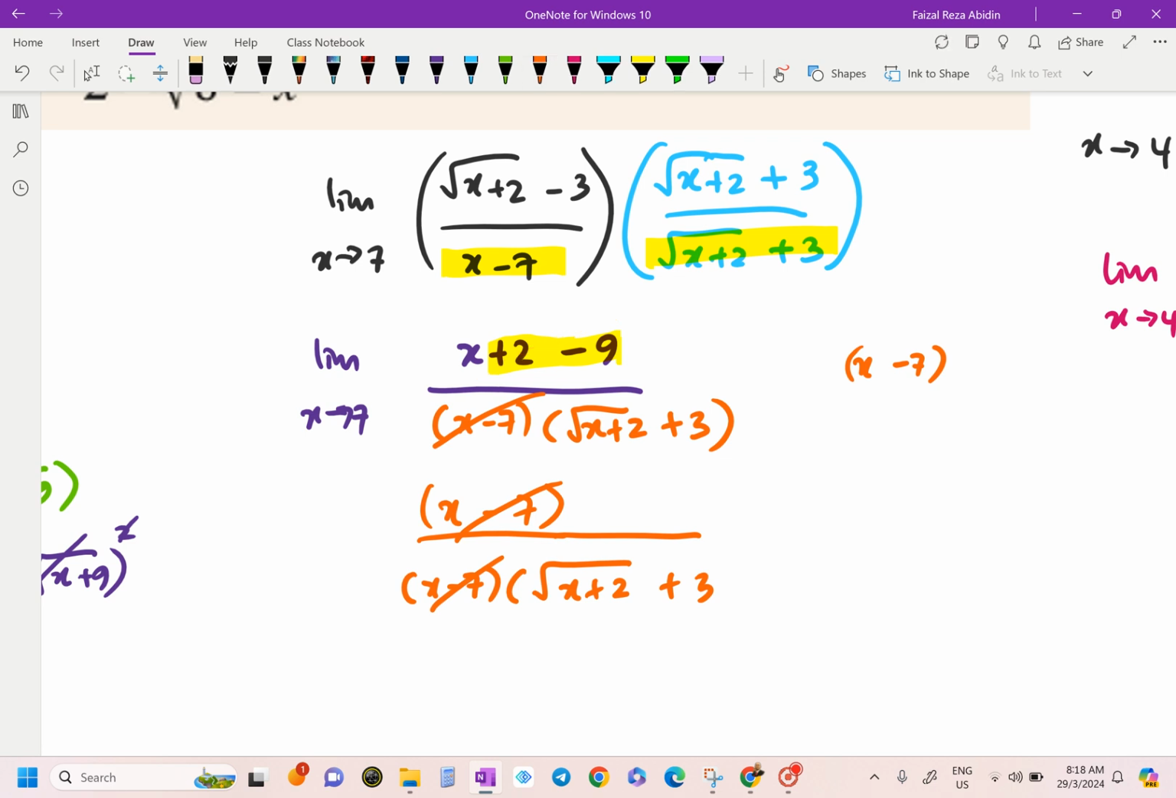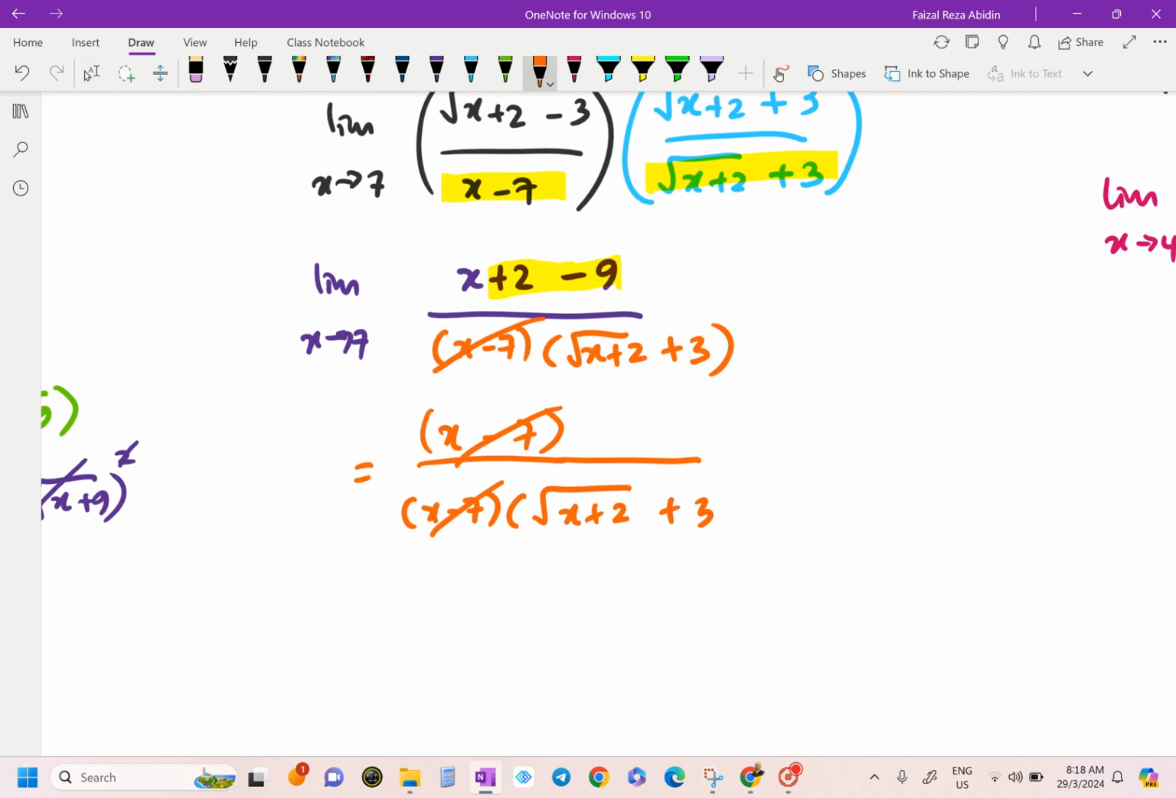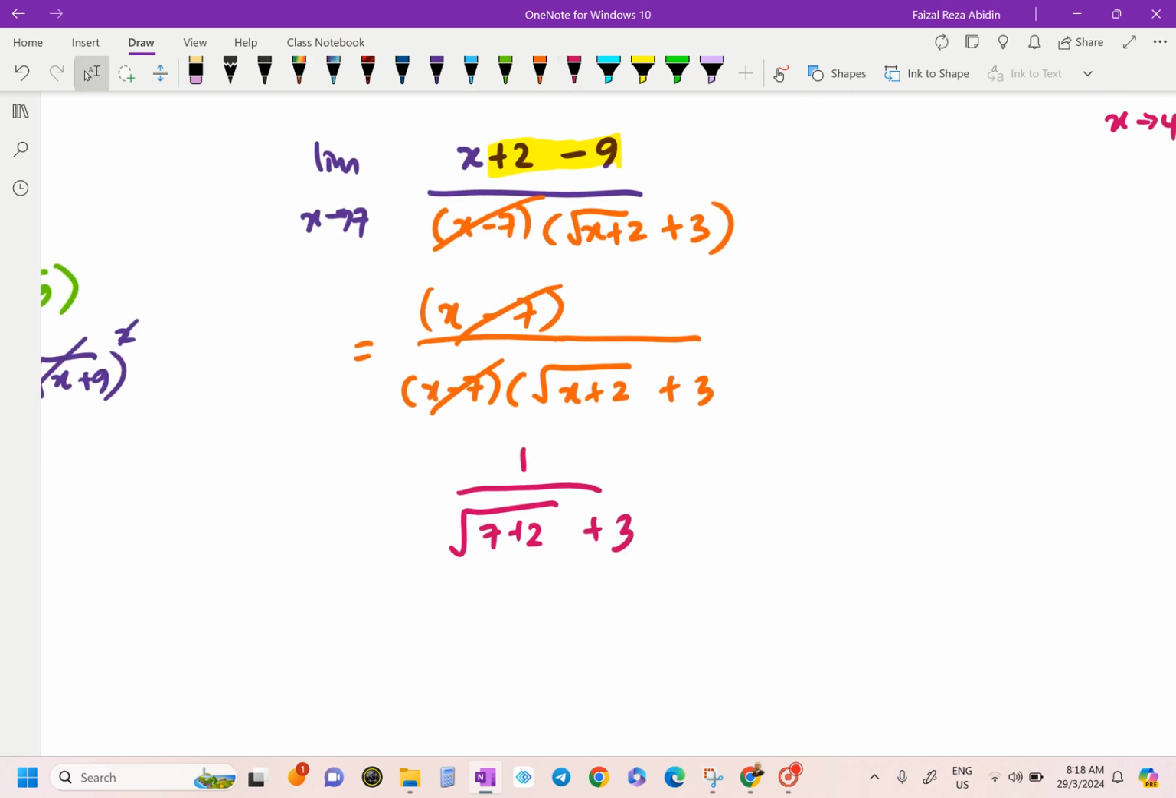So what happens next is we are going to substitute. What we have over here is 1 over, it's not 0. Substitute x with 7. So square root of 7 plus 2 plus 3. So this one you're going to get square root of 9 is 3. 3 plus 3 is 6. So I'm going to get 1 over 6 as my answer.